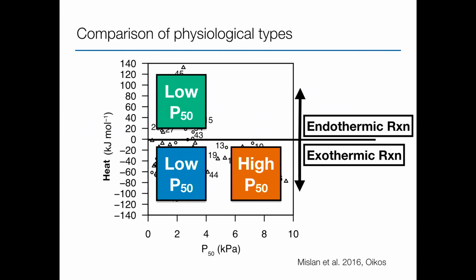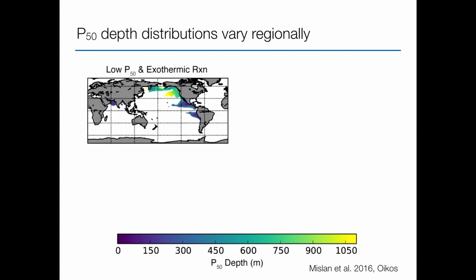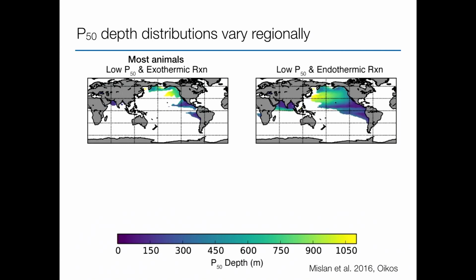So, going with the same physiological types that I've been talking about so far, this is the most animals version here on the top left. And this white area is showing that P50 depth measure that I defined earlier. The white area means there's no P50 depth at all. So for most animals moving vertically in the water column, they would never encounter P50 depth except right here in the Eastern Pacific and maybe over here in the Arabian Sea. So in most of the ocean, they would not be affected, at least by that parameter.